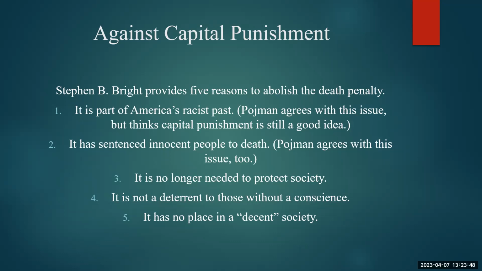And Stephen Bright provides 5 reasons that we should abolish the death penalty. In the case of the US, it's part of America's very racist past. The fact that most individuals that were put on death row tend to be either poor or people of color or those that really were marginalized in one way or the other. So that's part of its racist past. It has often sentenced innocent people to death. We still hear today of people that have been in jail for 5, 10, 15, 20 years and were there as innocent individuals. Imagine if they'd been put to death.